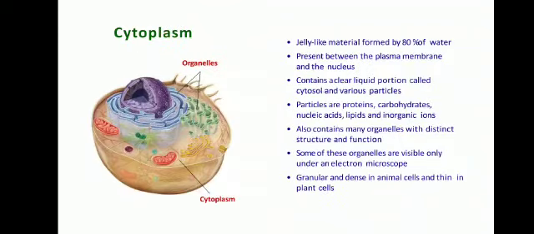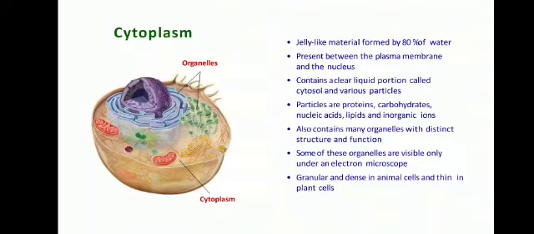The cytoplasm occupies the maximum place in the cell. It is the region between the nuclear membrane and the cellular membrane. It is a jelly-like structure formed by a maximum of 80% water.